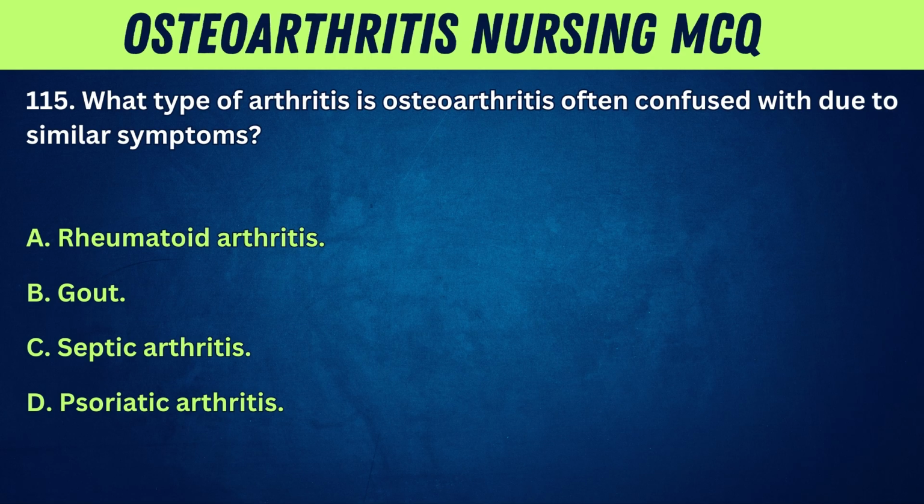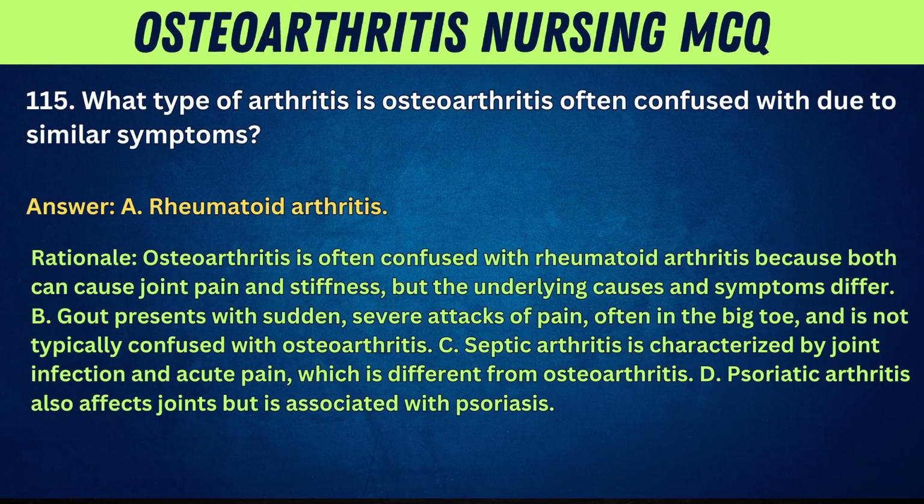A. Rheumatoid arthritis. B. Gout. C. Septic arthritis. D. Psoriatic arthritis. Answer: A. Rheumatoid arthritis. Rationale: osteoarthritis is often confused with rheumatoid arthritis because both can cause joint pain and stiffness, but the underlying causes and symptoms differ.